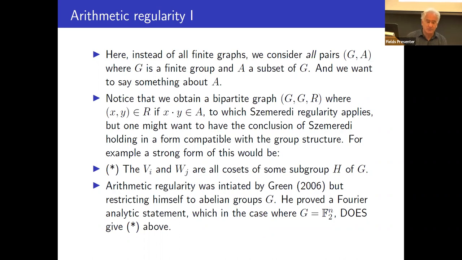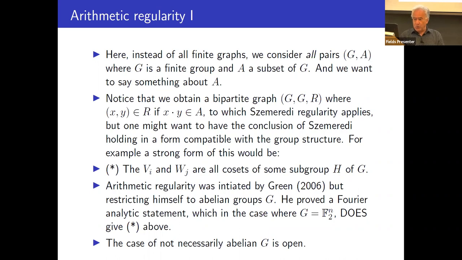But you can also restrict your attention in all this stuff to a certain class of groups. If you restrict your attention to the class of groups G which is F_2^n, two fixed and n moving, so finite dimensional vector spaces over F_2, so this is not the free group, it's finite dimensional vector spaces over F_2, you do actually get the strong form. You do get this nice form of regularity just by looking at it a bit closely. The situation of an arithmetic regularity theorem for all pairs (G, A), where G is not necessarily abelian, is open. And that's something which we were trying to think about for the past couple of years, okay?